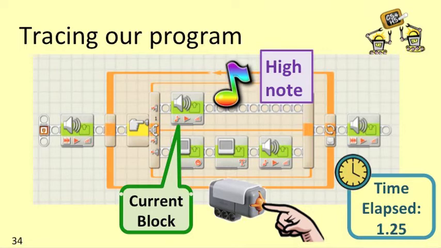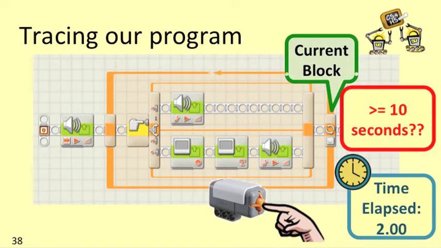And another second passes while we play the high note. And then we're at the end of the loop again, ready to check whether 10 seconds have elapsed. We're not actually done tracing the program, but I hope you get the idea. We only check the state of the touch sensor when we arrive at the switch. So the first few times I tried it, it was working great, but when I didn't time the button presses to correspond with the switch, it didn't work.